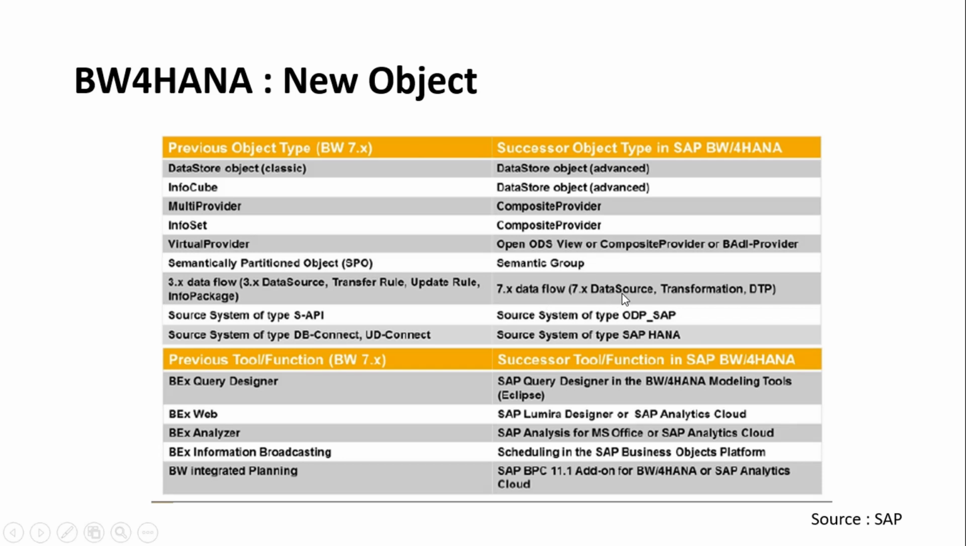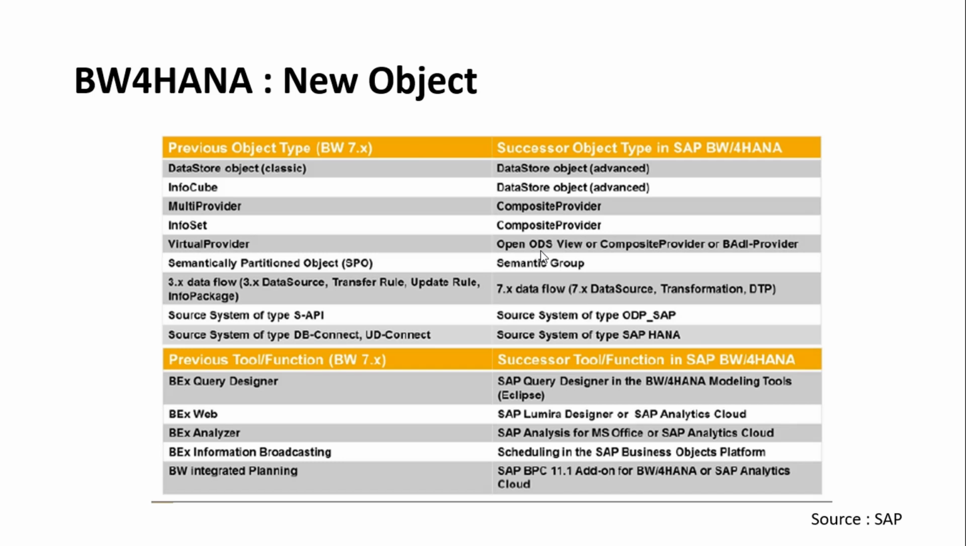We have 7.x data sources, we have transformations, we have DTPs, which are from earlier 7.x itself. Source system of type SAP API was available earlier. Now we only have ODP-based extractions, and we have ODP-SAP to get the data from SAP systems. We'll see the details of ODP in further lectures. And we earlier used to have DB Connect, UD Connect, all has gone. We have the SAP HANA source system type, which is available, and you can extract the data using that. So these are the main components which have been replaced or improved upon.